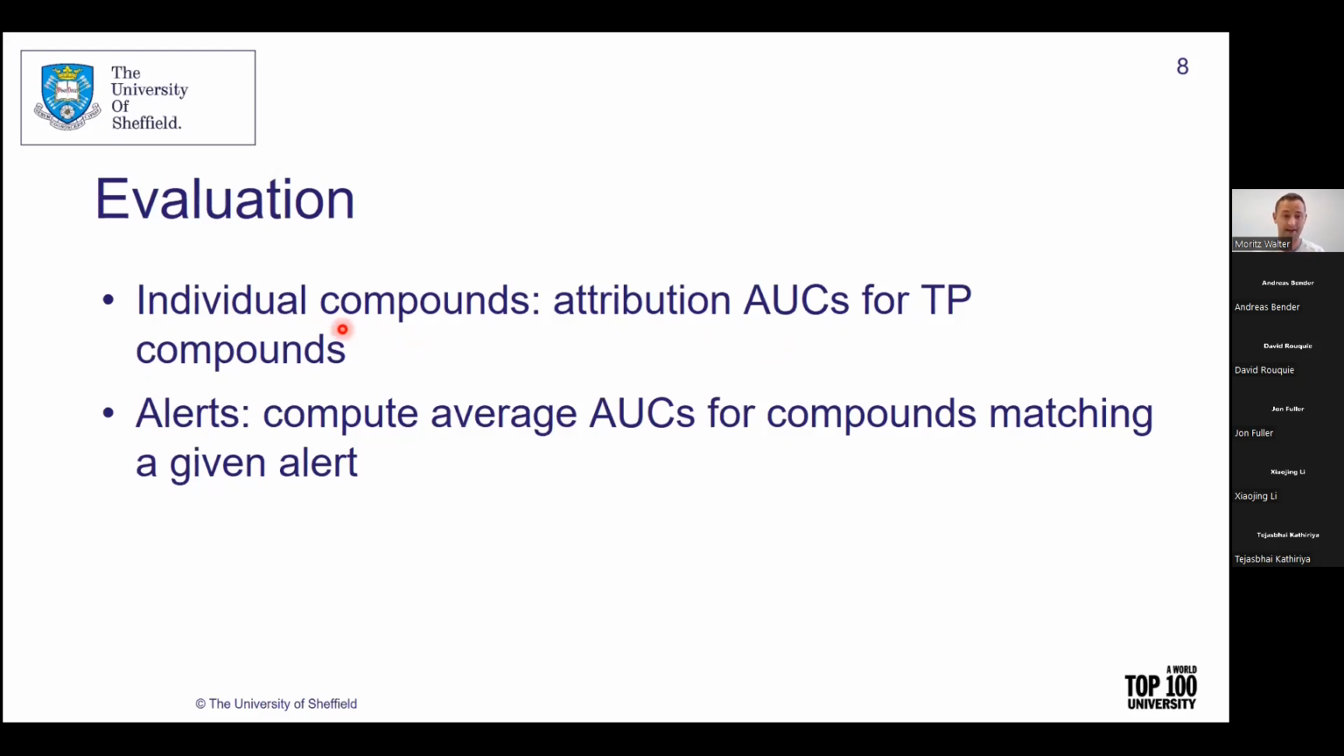We did one more thing, because if you look just at individual compounds or the distribution we get for that, the evaluation will be biased towards structural features that are more common in the data set. So for each alert that is implemented in Derek, we also get the average AUC score for compounds that match that alert, and then look at the average scores for different alerts to have a more balanced evaluation.